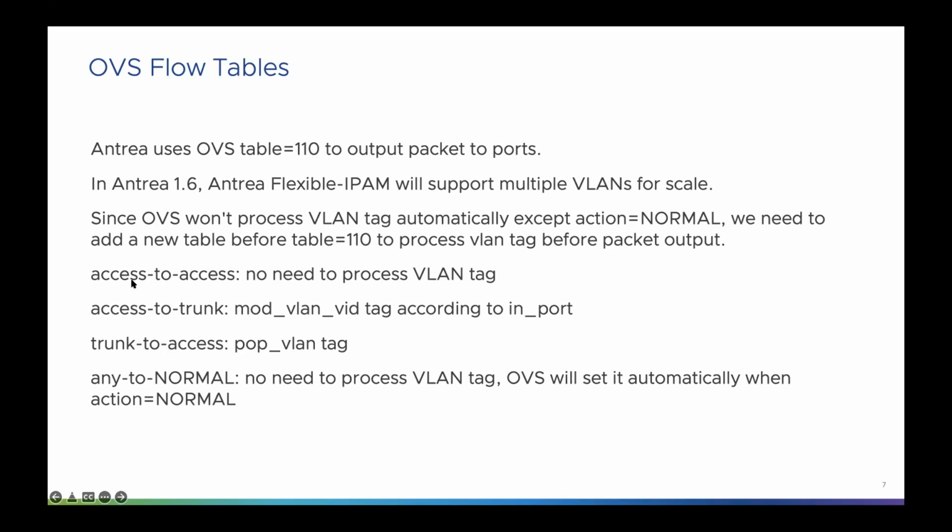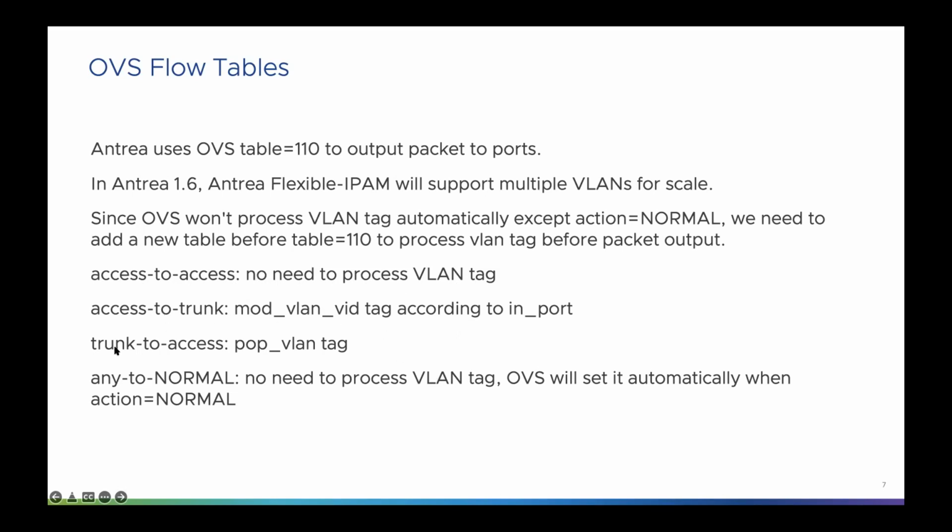And if the source port is an access port and the output is an access port, we don't need to process the VLAN tag, because the packet is untagged inside OVS. And if the input is access mode and the output is trunk mode, we need to add the VLAN tag to the packet before we send it to the output table.